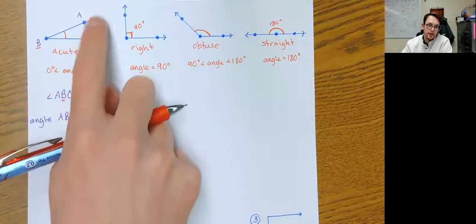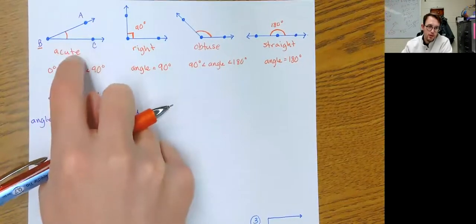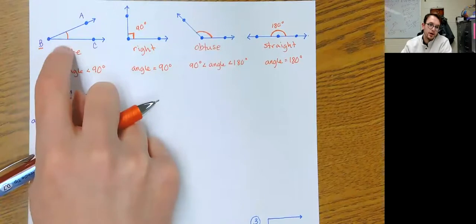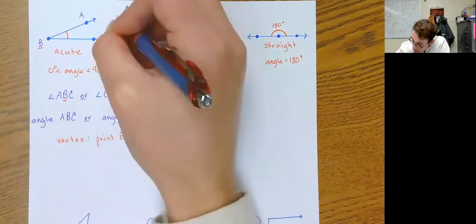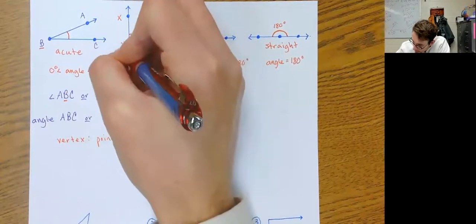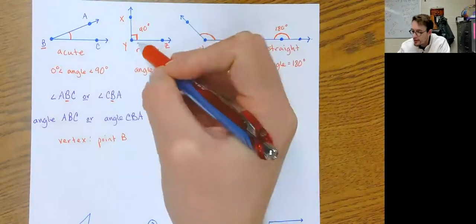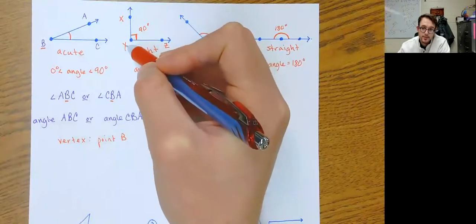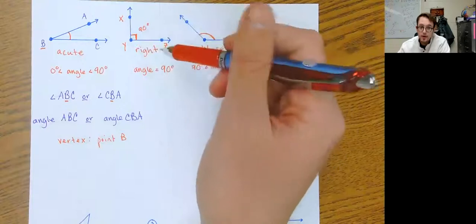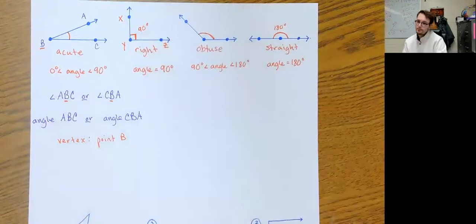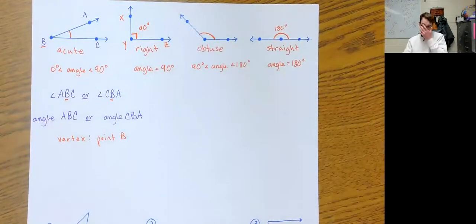So you have angle ABC, which is an acute angle. It's made from vertex B, right? So if this was like X, Y, and Z, the vertex would be Y. And then the angle would be angle XYZ or angle ZYX. So enough about naming. I'm probably gonna make a video about naming angles. The main point of this is acute, right, obtuse, straight.